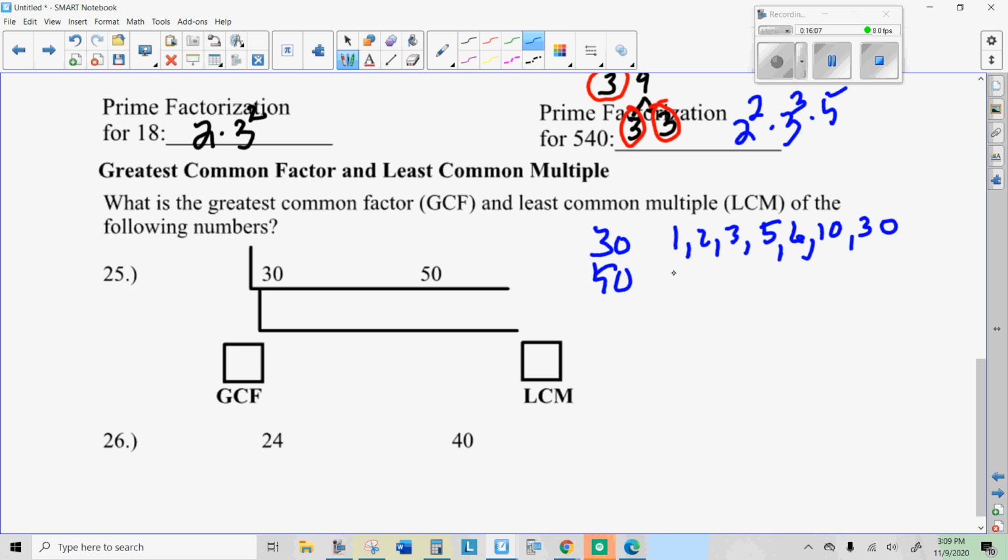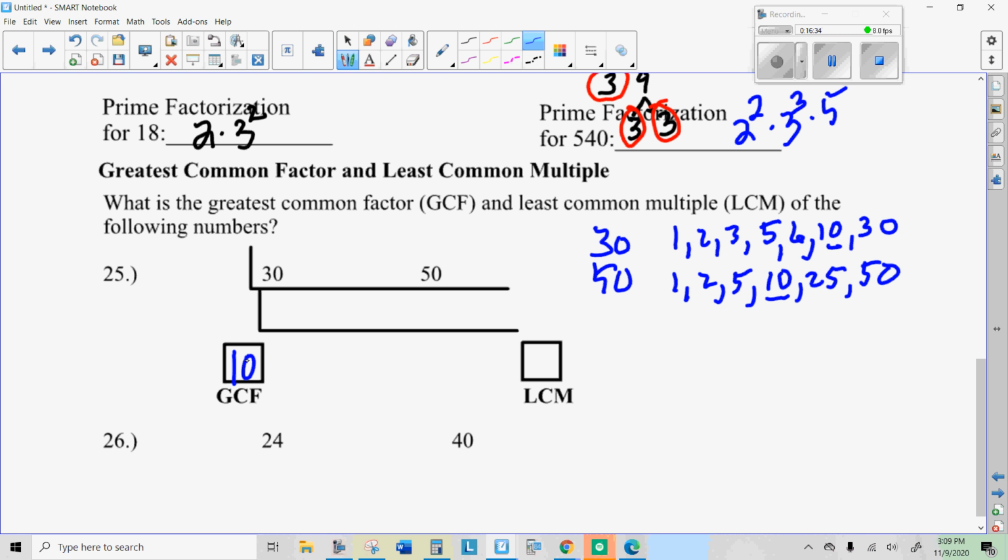For 50, I'm going to do 1, 2, 5, 10, 25, and 50. And I'm going to look for the number in the list that's the highest that they both have in common. That would be this one and this one. Okay, so the greatest common factor is 10.